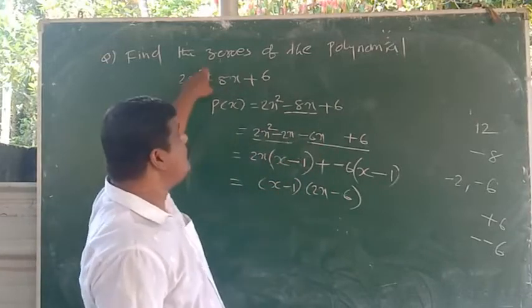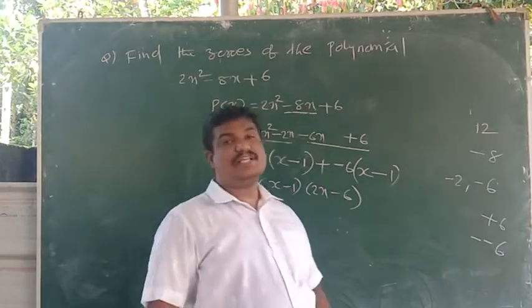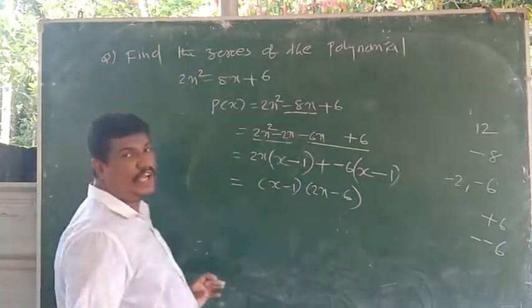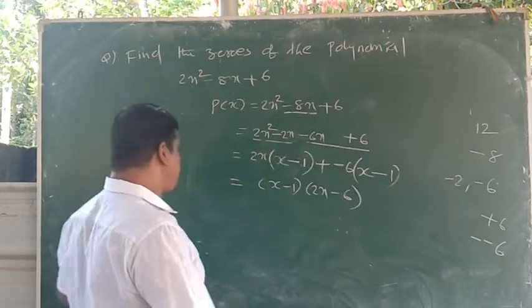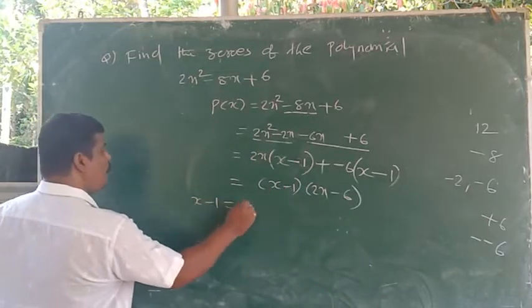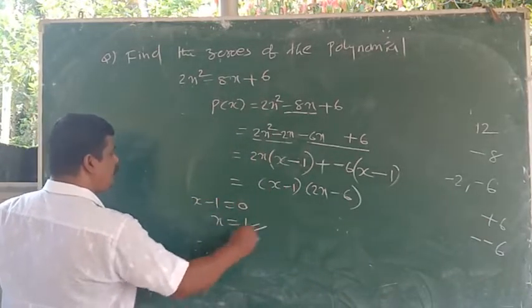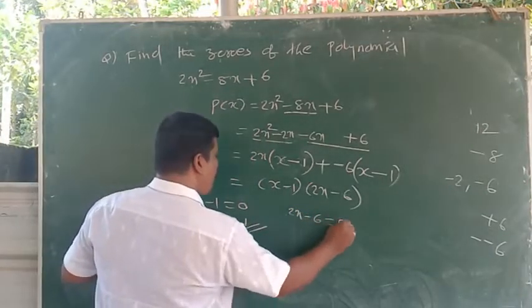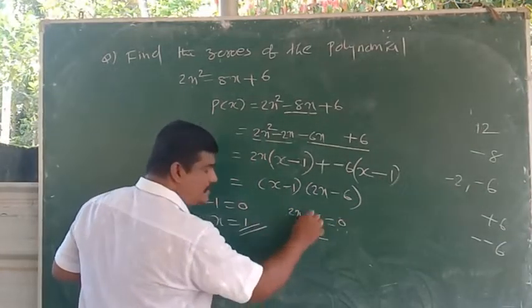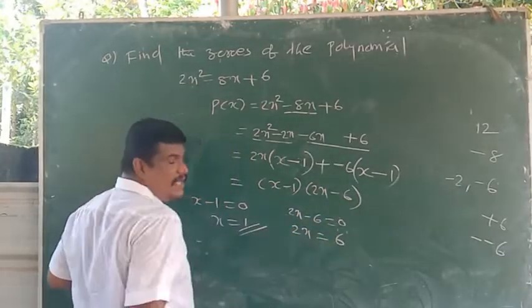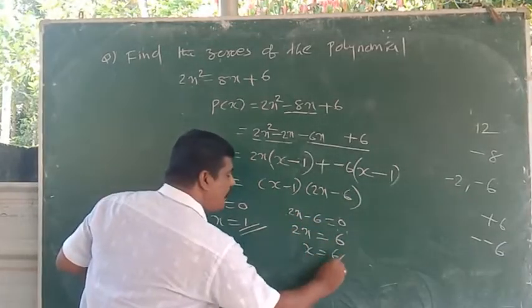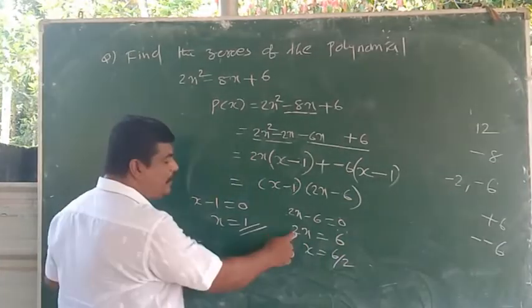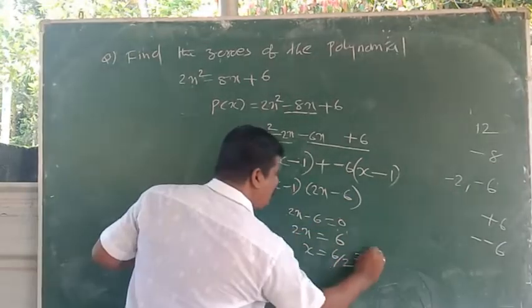So to find out zeros, each factor equal to 0. First x minus 1 equal to 0. Then x is equal to 1, the first zero. Then 2x minus 6 is equal to 0. Then 2x is equal to 6, the minus 6 on the left side converts to plus 6. Then x is equal to 6 by 2. What is 6 by 2? Division of 6 by 2 is 3.